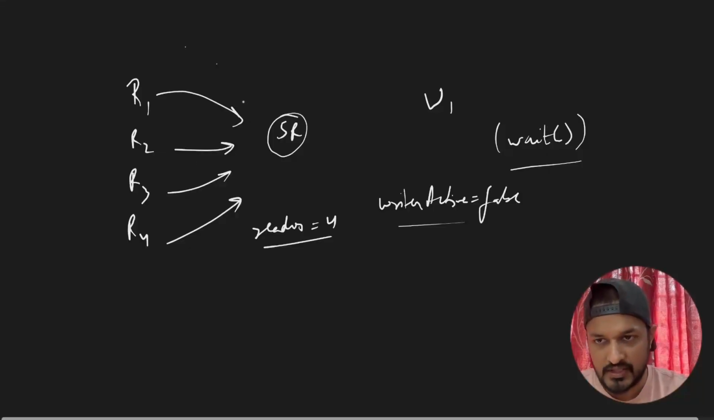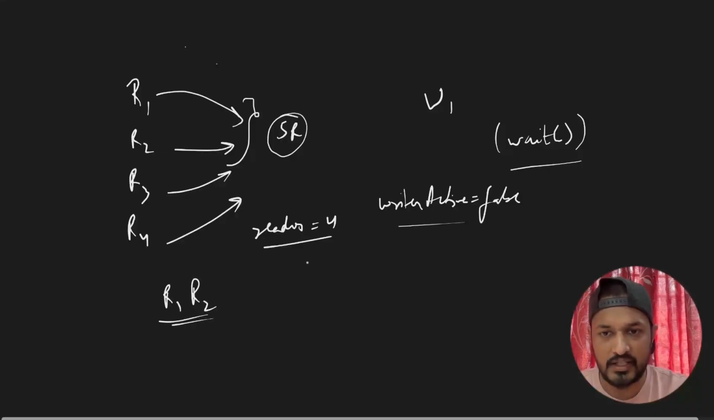Now what happens? Suppose reader 1 and reader 2 have finished reading. So R1 and R2 have finished reading. Therefore, the value of readers will change to 2 because they have reduced the number of readers from 4 to 2. Correct?